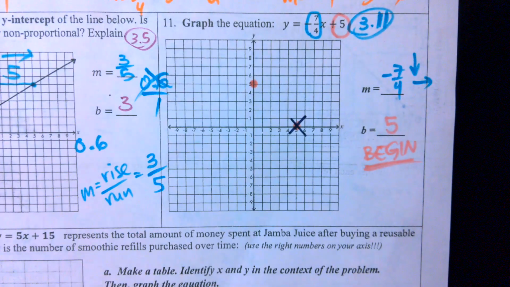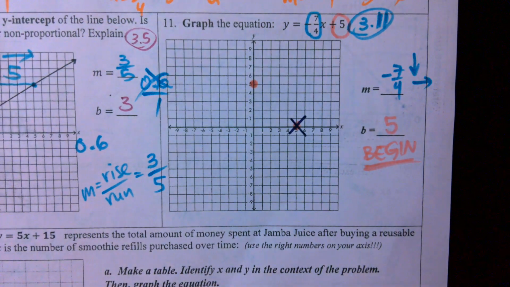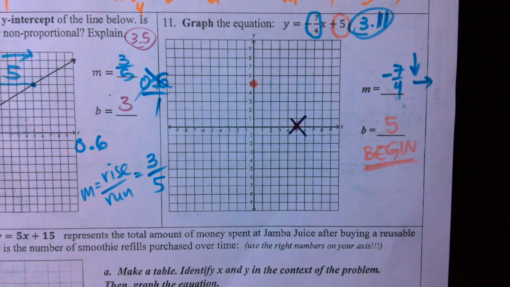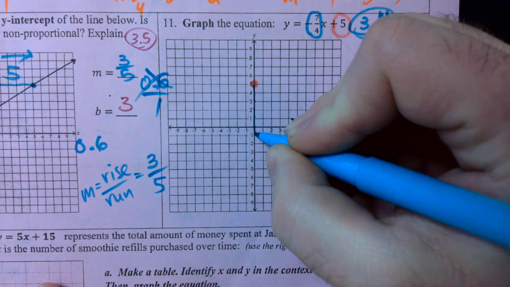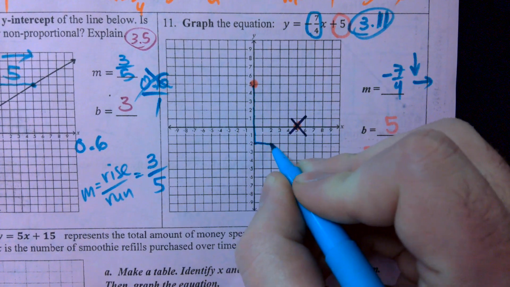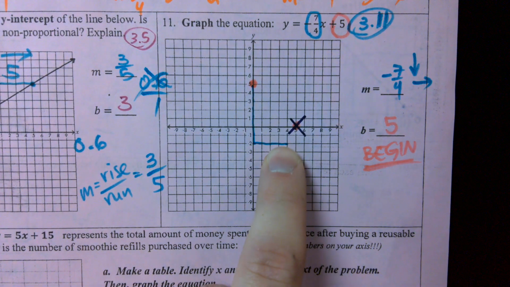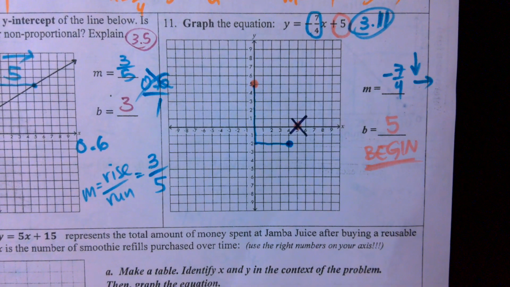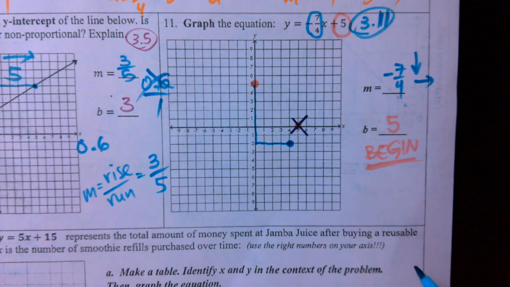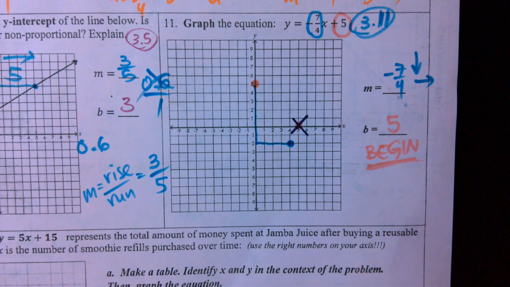So I begin at 5. What am I going to do from there? Go down 7. I'm going to go down 7. 1, 2, 3, 4, 5, 6, 7. And then I'm going to go right 4. 1, 2, 3, 4. What am I going to do when I land there? Dot it. Make a dot. And then make the line. You make the arrow. The line. You gotta graph the equation.